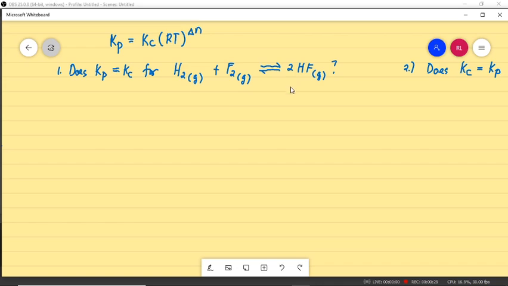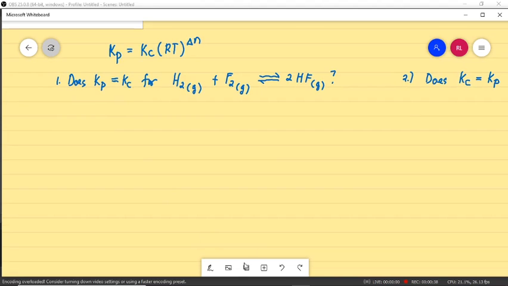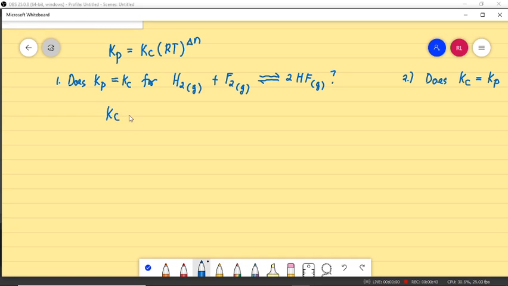Okay, first, we're going to write the expression for K sub C. K sub C is equal to the concentration of hydrogen fluoride raised to the power of 2 over the concentration of hydrogen gas times the concentration of fluorine gas. So this is our expression for K sub C.